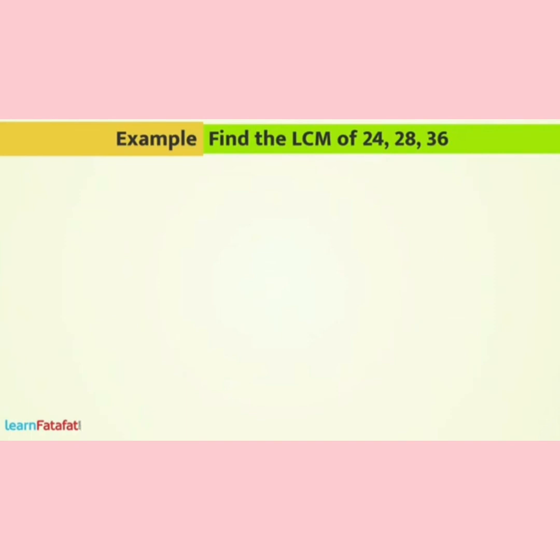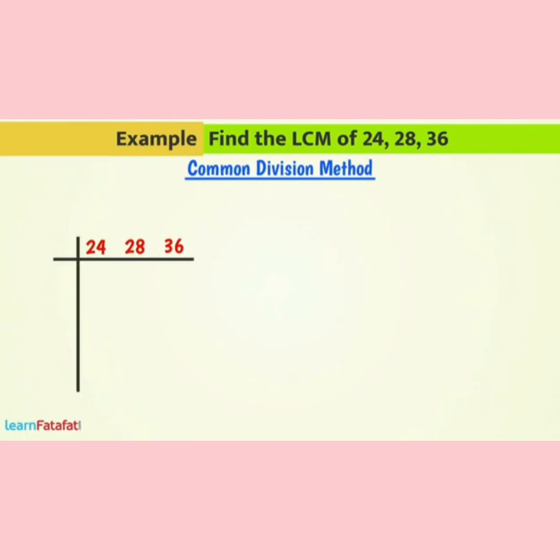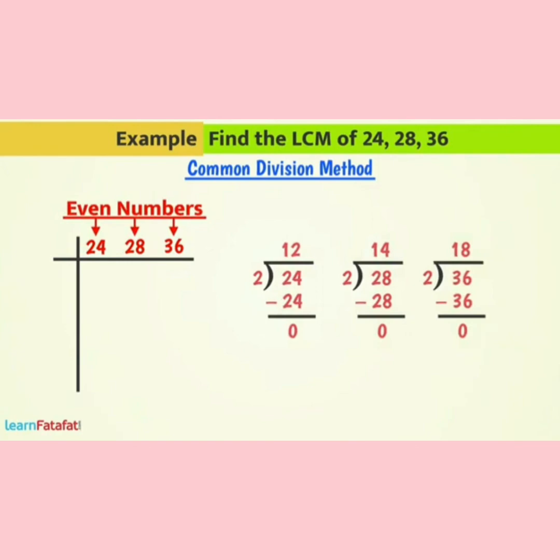Let's find LCM by the second method. Write the numbers in a row separated by some space as shown on the screen. Find the smallest prime number that can divide at least one of the numbers. Since all numbers are even numbers, 2 can divide all of them. So let's write 2 here. 24 divided by 2 is 12. 28 divided by 2 is 14. And 36 divided by 2 is 18.